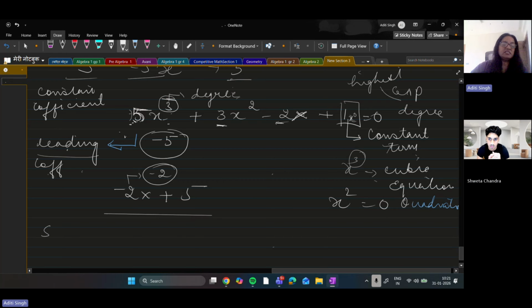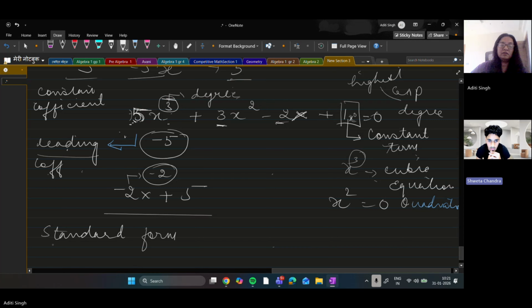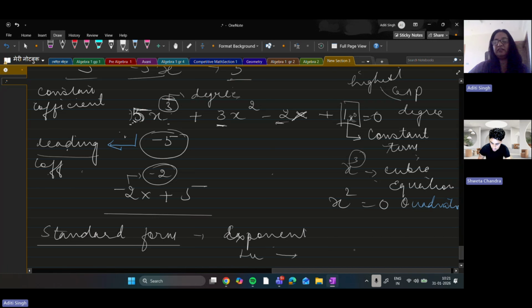There is a word called standard form. What is that standard form? When you have the degree of the polynomial first, and then you go from greatest to least, going left to right. Yes, you already know. Here we don't look at the constant. We look only at the degree, the exponents, and the exponents are arranged from highest to lowest. I can use the word decreasing order. So this is clear to you.